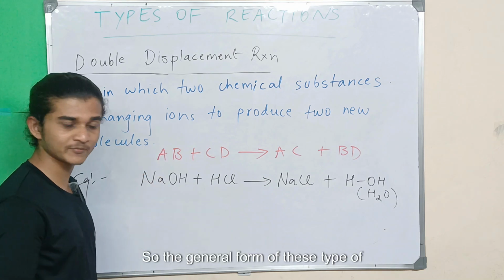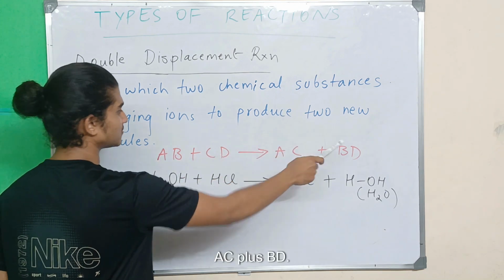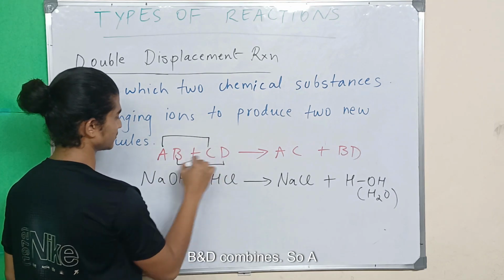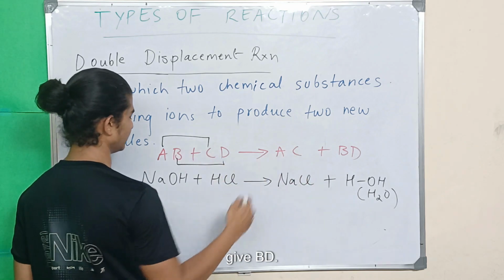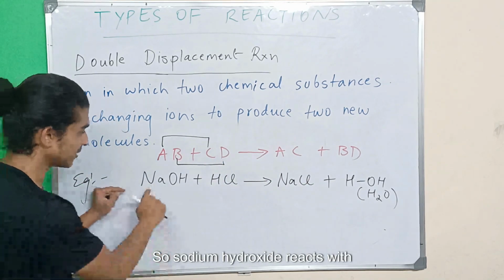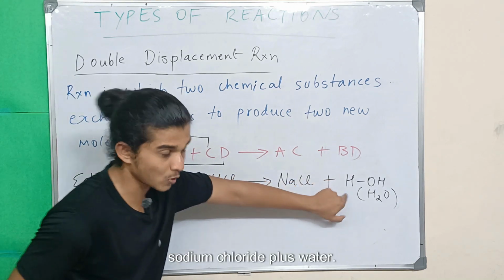So the general form of this type of chemical reaction is AB combines with CD to produce AC plus BD. So basically what happens, A and C combine and B and D combine. So A and C combine to give AC and B and D combine to give BD. Let me explain this through a real life example. So sodium hydroxide reacts with hydrochloric acid to give sodium chloride plus water.